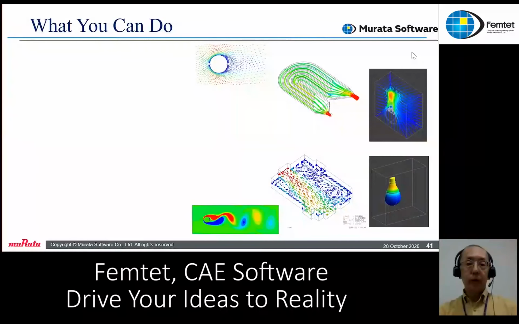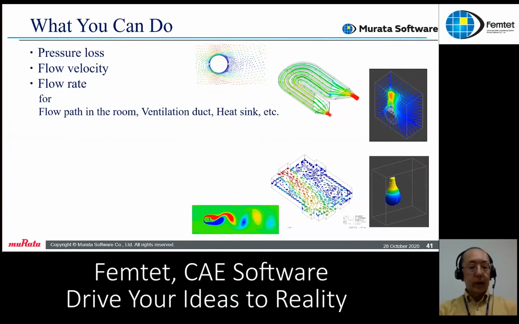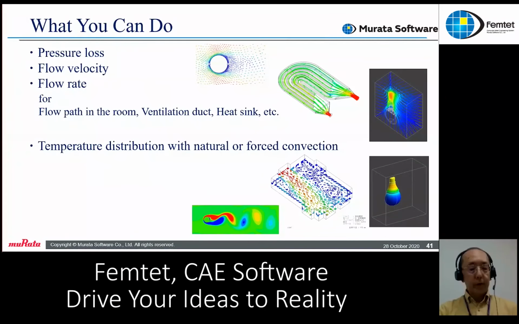Now, what can you do with Fluid Solver? You can analyze the pressure loss, flow velocity, flow rate. And you can apply the results to designing the flow path in the room, ventilation duct, heat sink, etc. Also, you can simulate the interaction of fluid and heat.